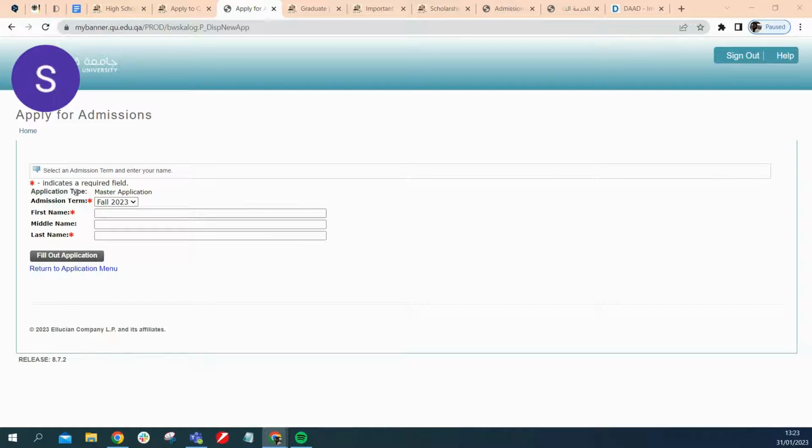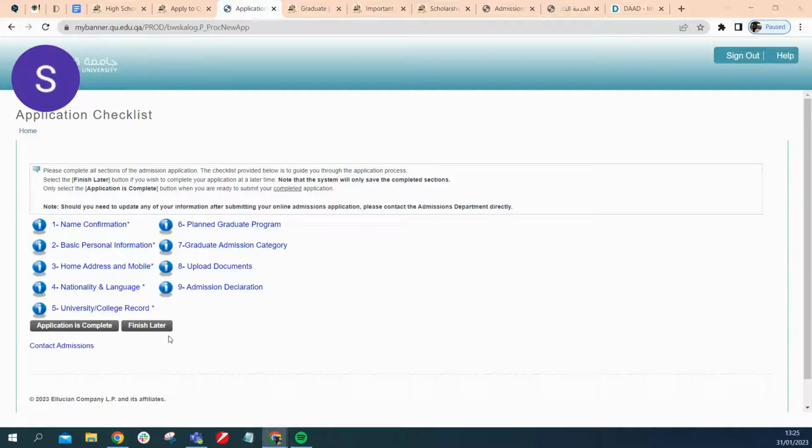So now you put admission type is master application. Application type is master application. Admission term is fall 2023. Then you fill in your first name, your last name. After you've done that, you click on fill out application. So now it brings you to this point, application checklist.